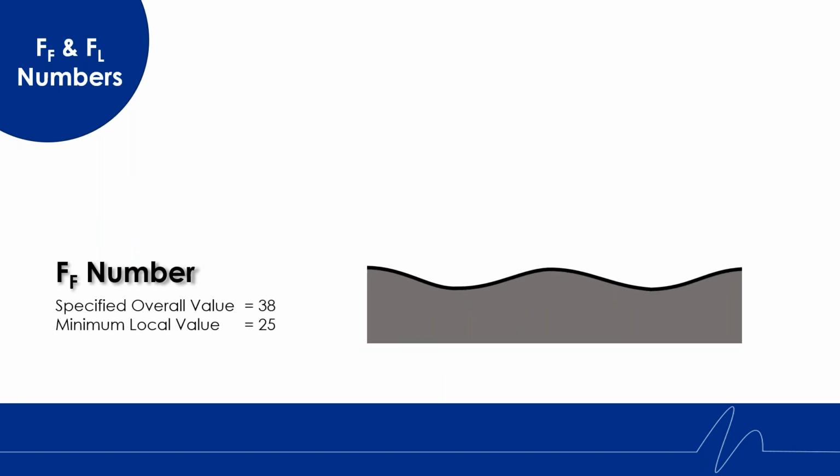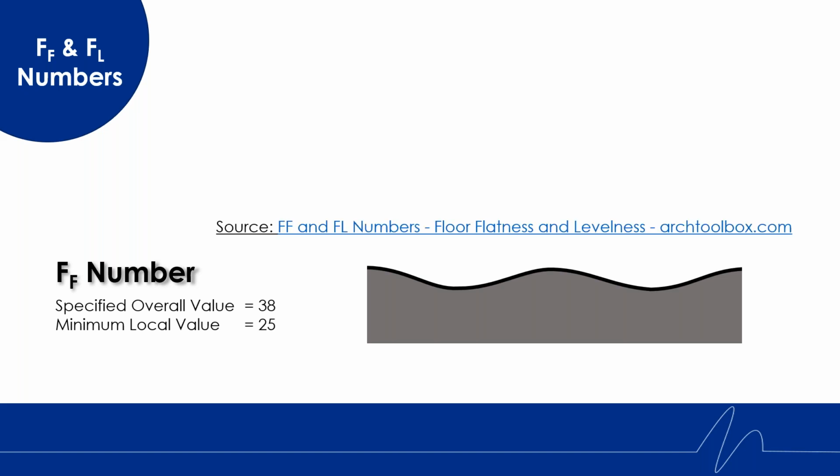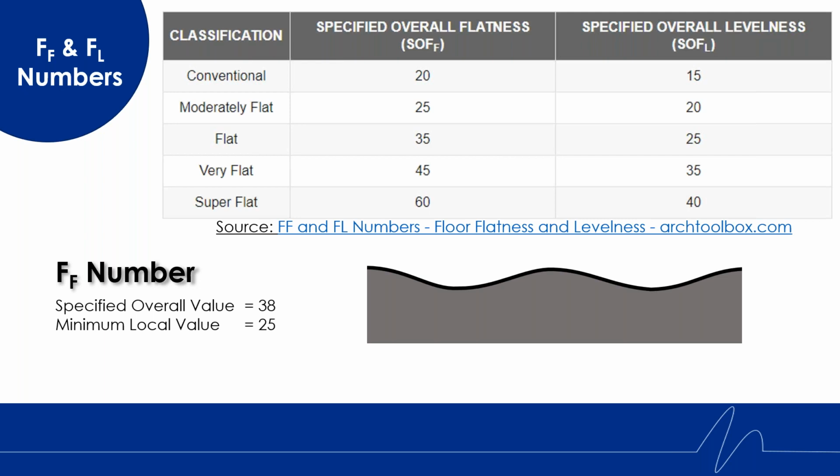The specified flatness numbers required for Kinetics floating floors are an overall of 38 and a local minimum value of 25. This chart is to assist with understanding the F sub F and F sub L numbers. It is important to know that it is not just isolated floors that require the structure to be flat and level. Tiling, underlayments, and even common snap and lock wood flooring in residentials require a certain degree of flatness and levelness.